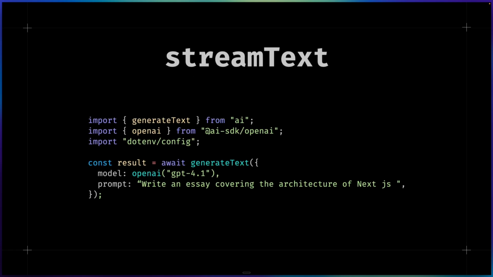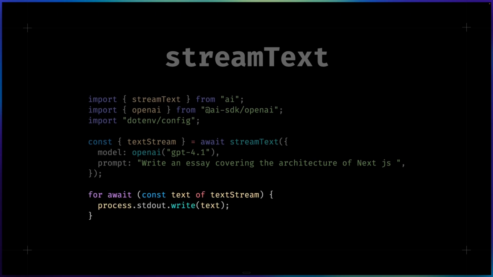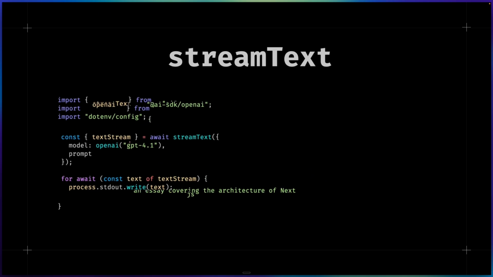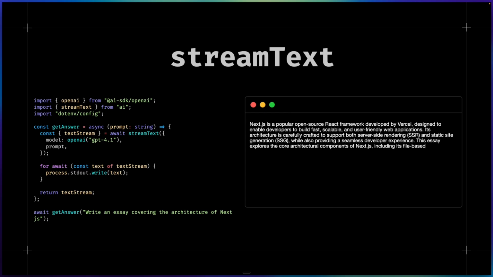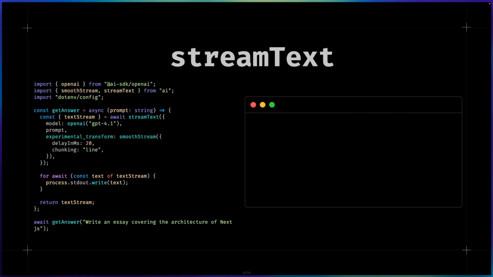Just like the name suggests, it streams the text as it's generated. To do it, all we have to do is replace generateText with streamText, and that's it. Same setup, just a different function. Now, because streamText gives us a text stream, we need to await it properly. We use a for await loop to read each chunk as it arrives, and then console log it out. Now, if you look at what happens, you'll see the response being printed out word by word instead of waiting for the full completion. Way better UX, especially for chatbots or real-time applications.